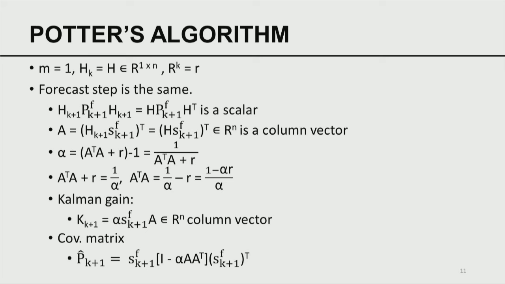now I am going to talk about what is called Potter's algorithm. Potter's algorithm is a further simplification of the application of the square root version of the Kalman filter equation. To illustrate Potter's algorithm, I am going to assume m is 1. That means I have only one single scalar observation. So H k is, the state is still an n-dimensional vector. So z is equal to H times x. This is a scalar, this is 1 by 1, therefore this is 1 by n times n by 1.